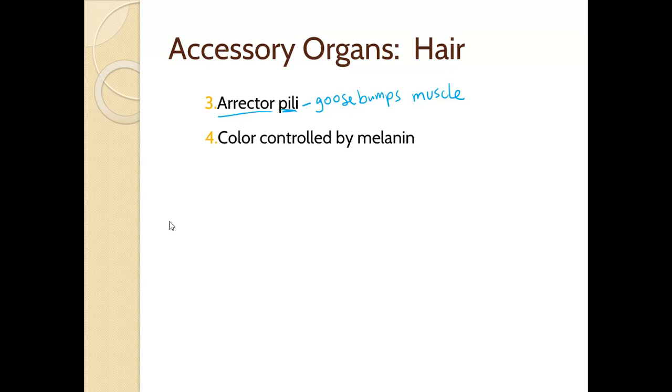Color is controlled by melanin, so all the hair color comes from melanin. If you have a little tiny bit, you have blonde hair. If you have more, you have brown or black hair.